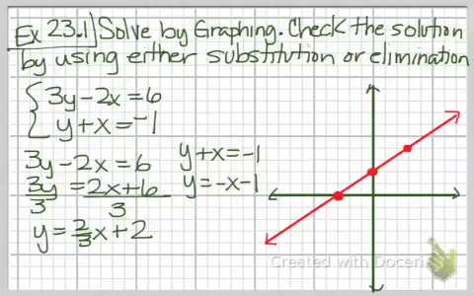Okay, for the next equation, our y-intercept is -1. And our slope is also -1, which means we'll go down 1 and to the right 1, or up 1 and to the left 1. And we'll draw our line.